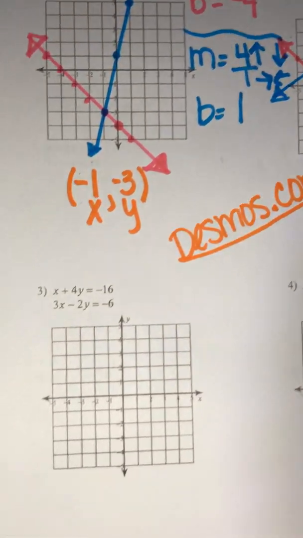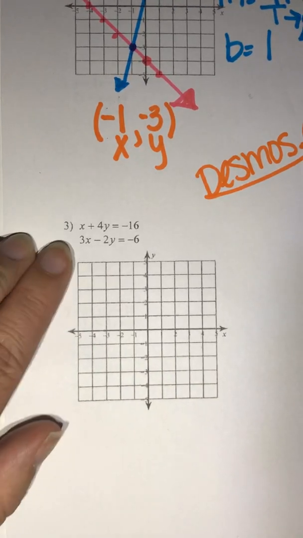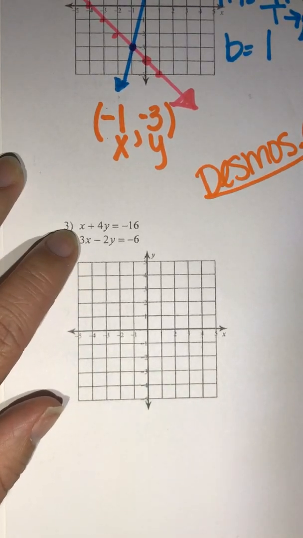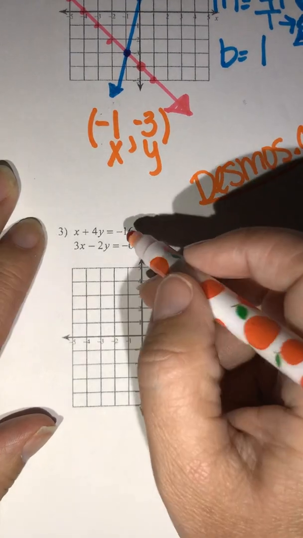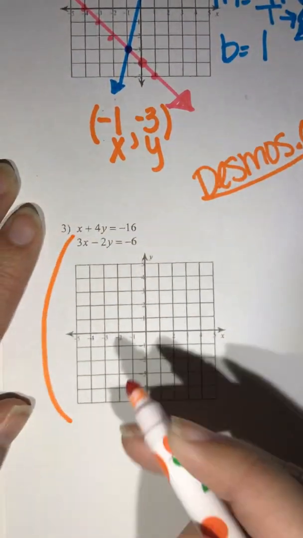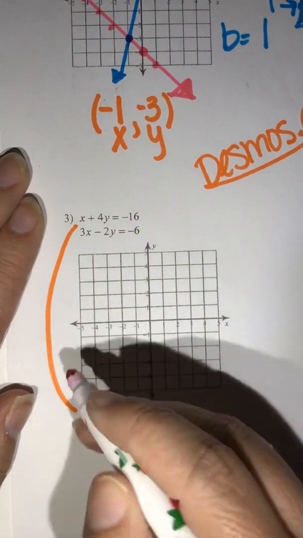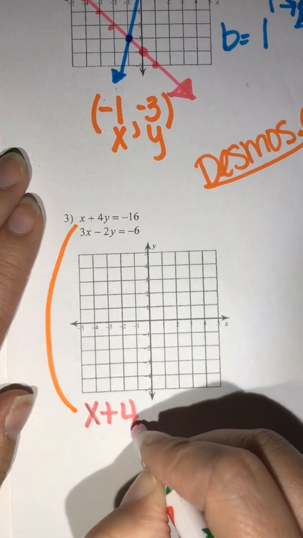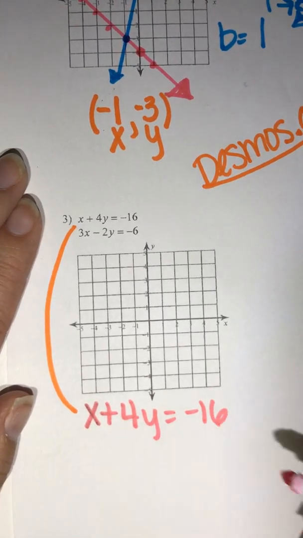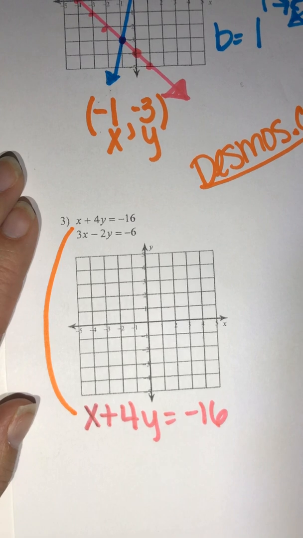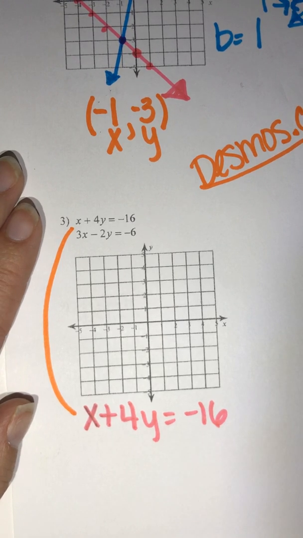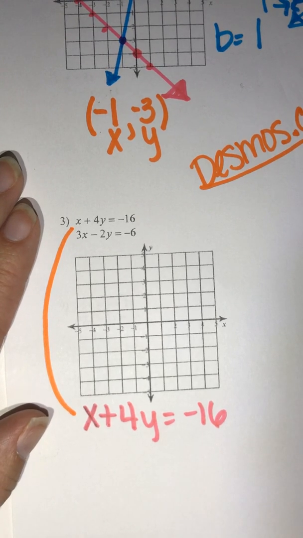Number 3. The first thing I want to do is go ahead and get this into slope-intercept form, because that's the way I taught it. So I'm going to do x plus 4y equals -16. And if you get used to putting it in slope-intercept form, then you'll be able to use Desmos to figure out what your answers are.